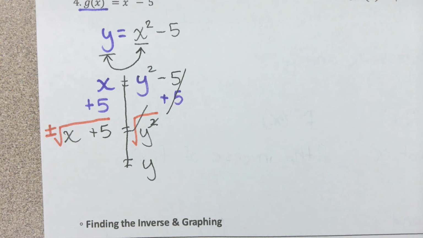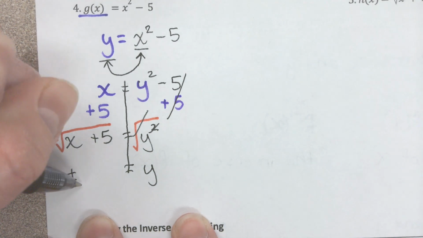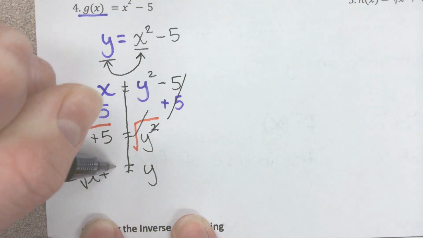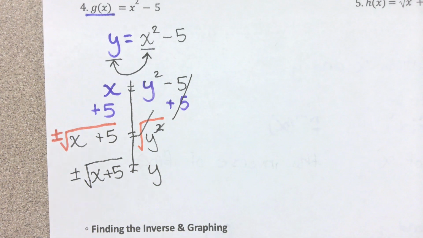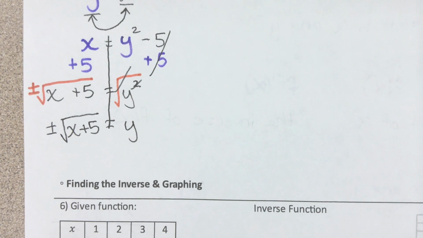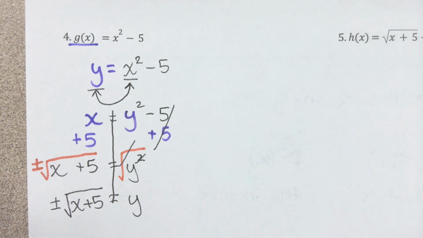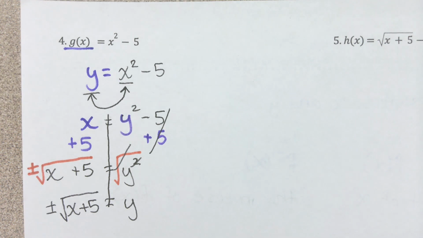This is a growing pain. You just got to be disciplined and write it every time. Very easy to forget, though. So I'm just going to bring this whole thing down. Plus or minus the square root of x plus 5. Don't forget that last step, number 4. Y is solved for now. We started with g. We need to end with g.